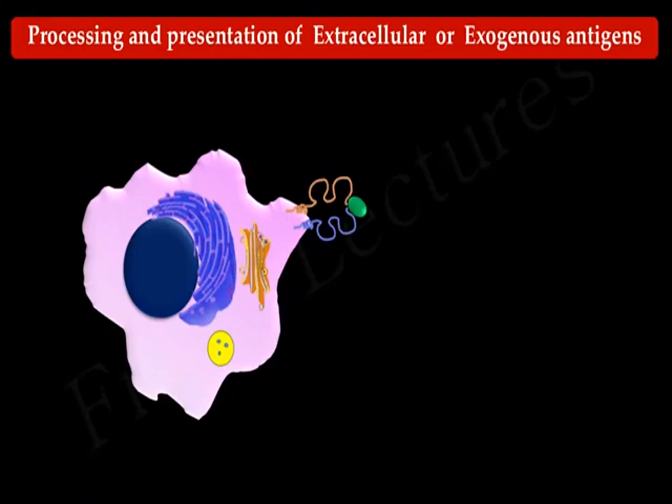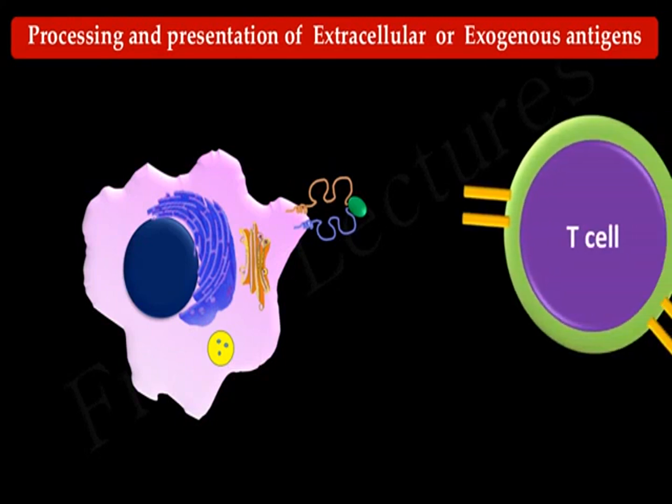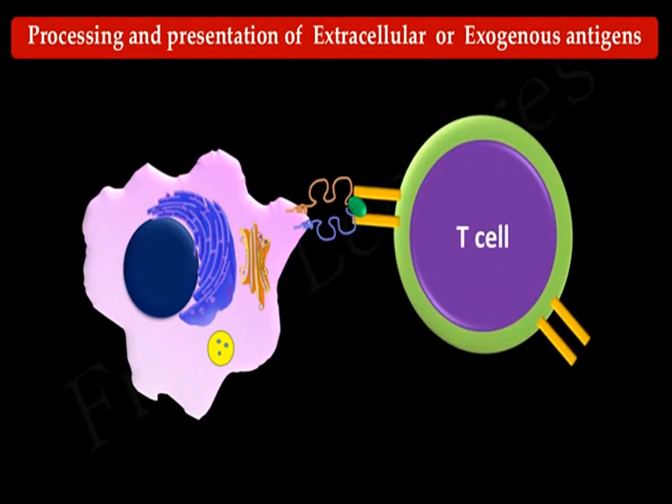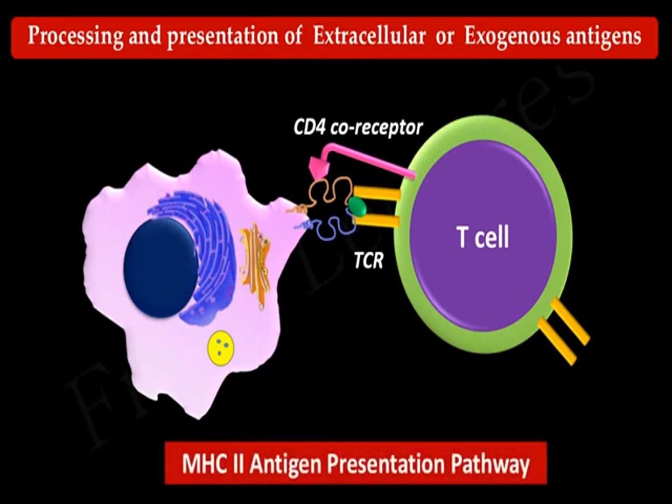Once on the cell surface, they are presented to T cells. These T cells recognize the peptide displayed by the MHC2 molecule by the T cell receptor. Another receptor, known as the CD4 coreceptor, binds to the beta-2 domain of the MHC2 molecule. Since this pathway involves MHC class II molecules, it is also known as the MHC2 antigen presentation pathway.